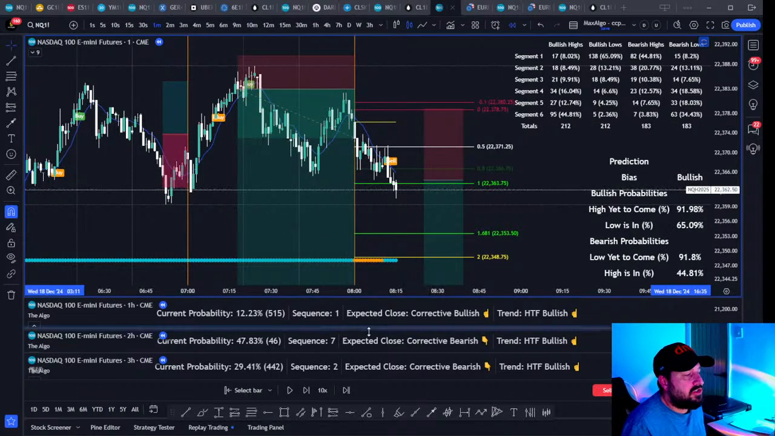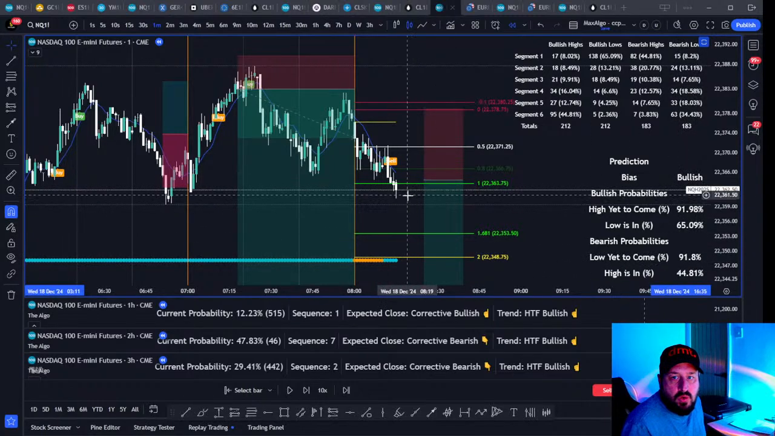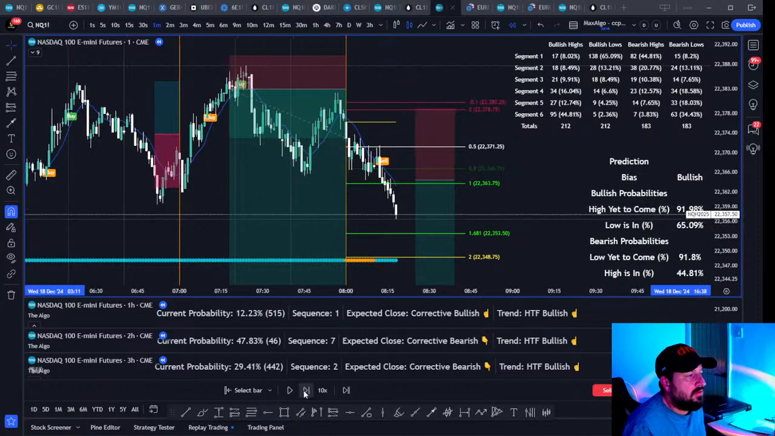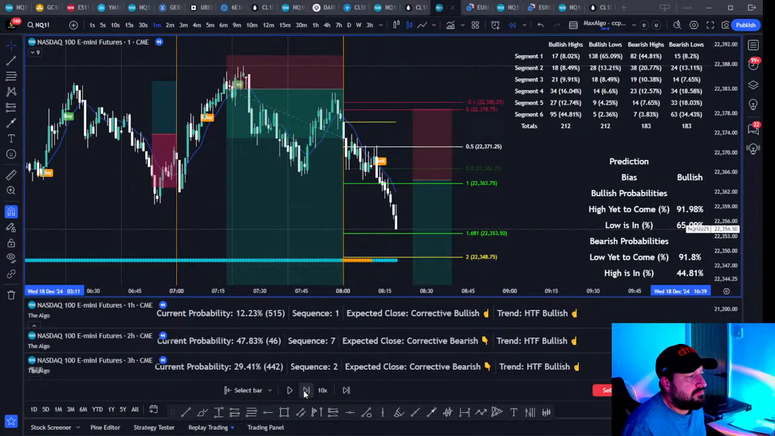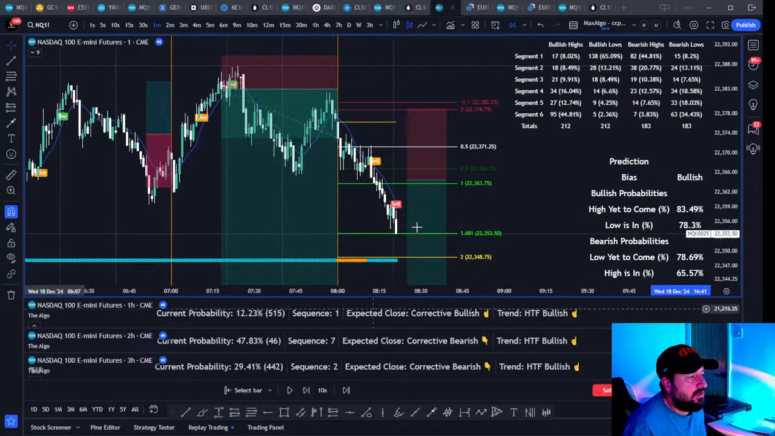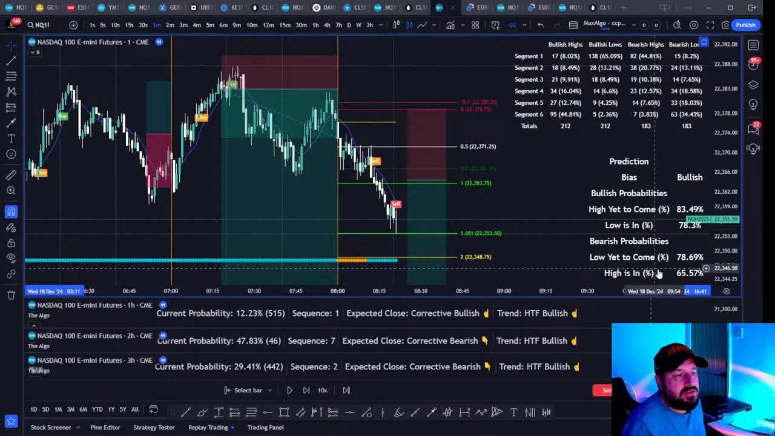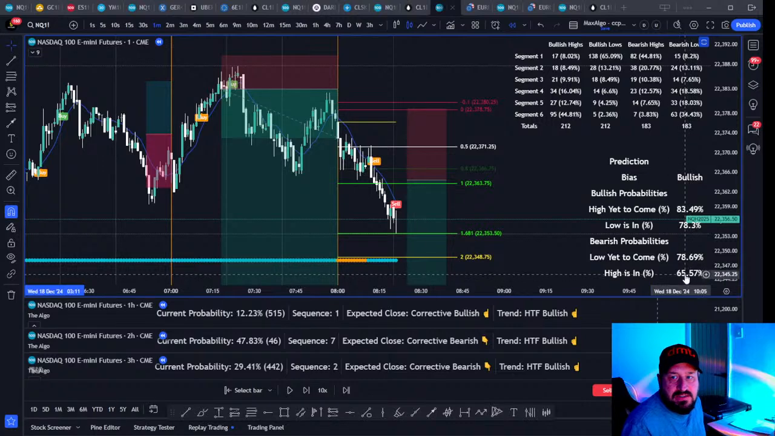Right, so we're bearish. We're 87% probability bearish. We're looking at bearish probabilities. So right now, there's a 91% probability that there's more lows to come. There's a 44% probability that our high is currently in. Right, we get a second, we get our main sell signal. At the point of that signal, you can see there's a 65% probability that our high is in.